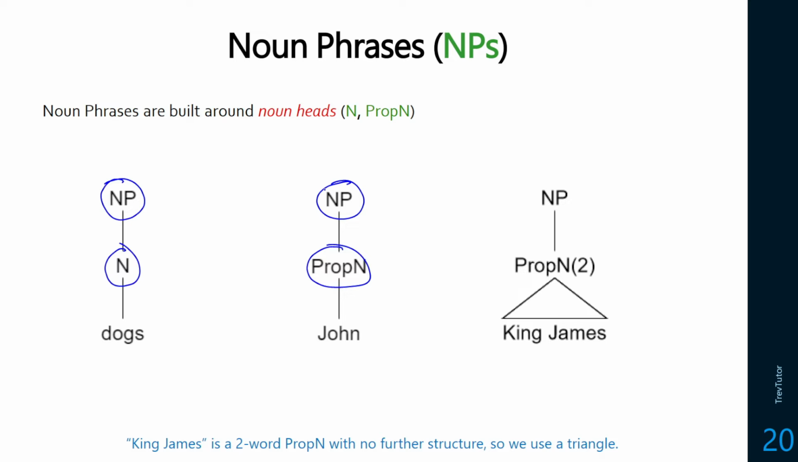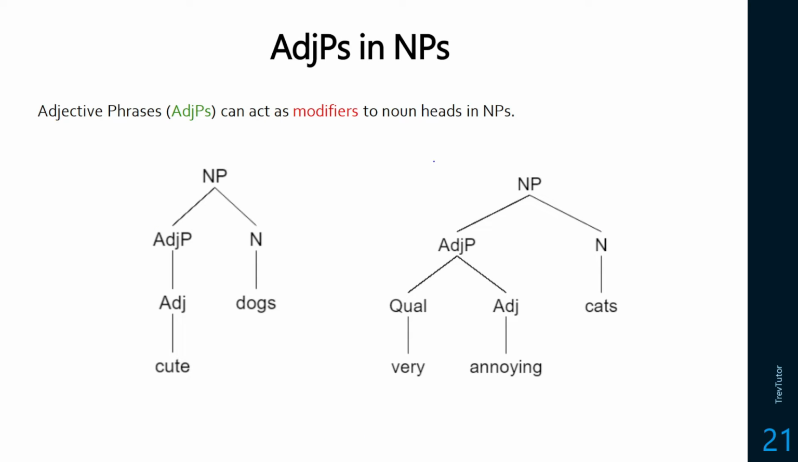Sometimes we have proper nouns that are multiple words, like King James or a full name or Tim Hortons. And in that case, we just give it a little subscript and say there's two parts there and there's no real internal structure. So there's not really a way to break apart King and James. So what can we do in noun phrases?